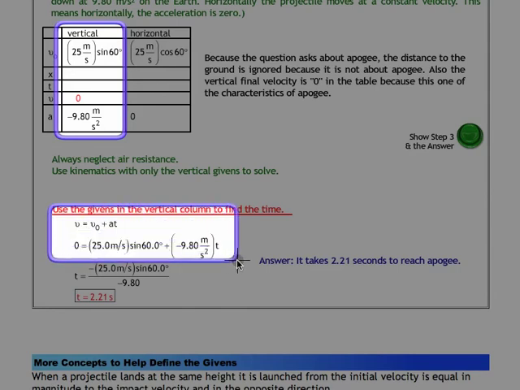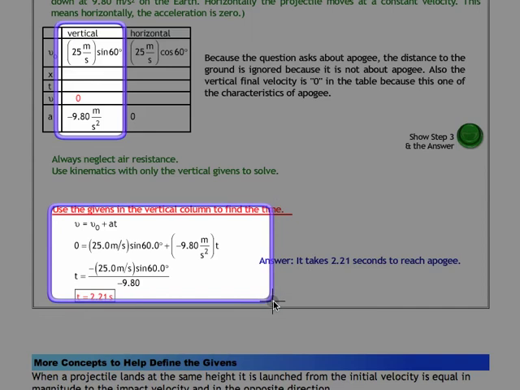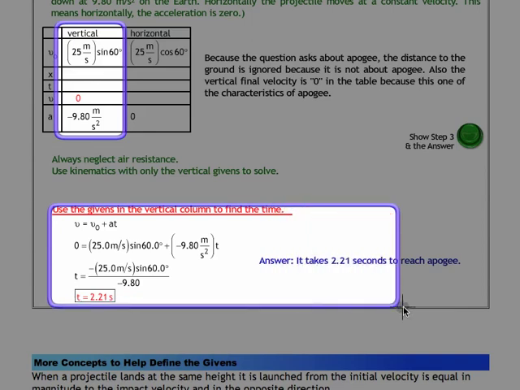Putting in my numbers, I get a positive 25 meters per second sine 60, and I get a negative 9.8 because it's going down. And then I solve that for the time, and I get 2.21 seconds. So it takes 2.21 seconds to reach apogee.